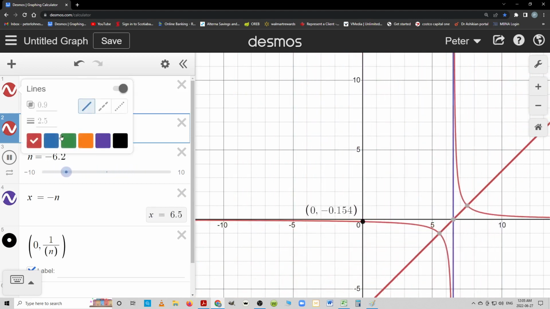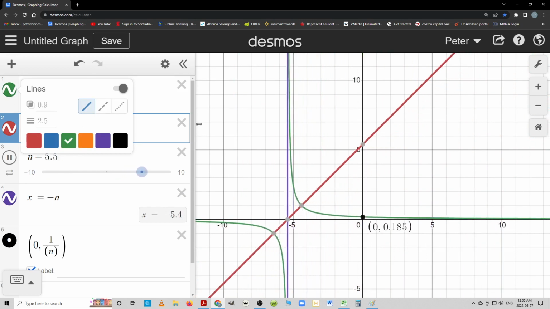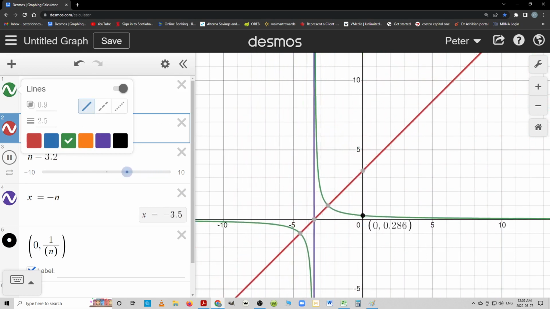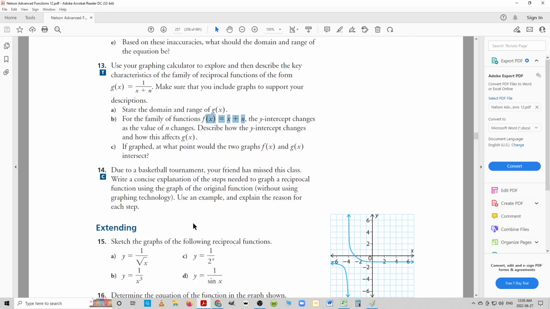I should probably make this a different color. There we go. Anyway, it's worth exploring these things because it's easier visually.